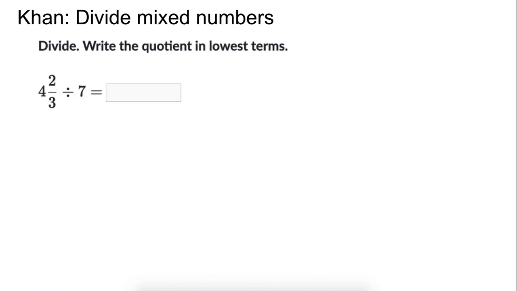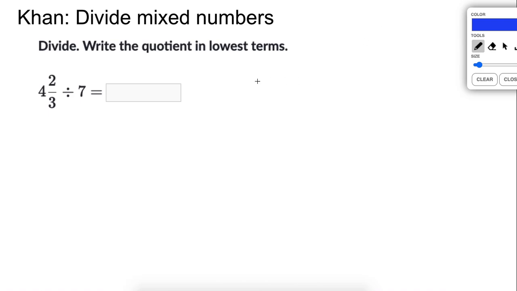So here's our first problem here. Write the quotient in lowest terms. The quotient is just the answer to the division problem.